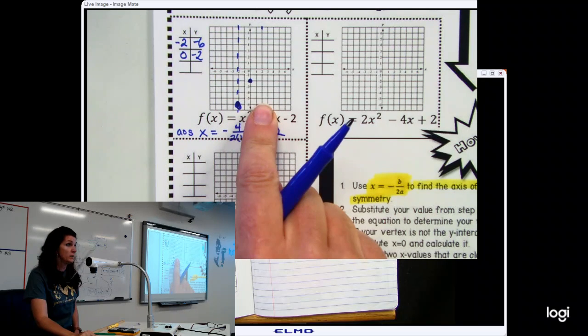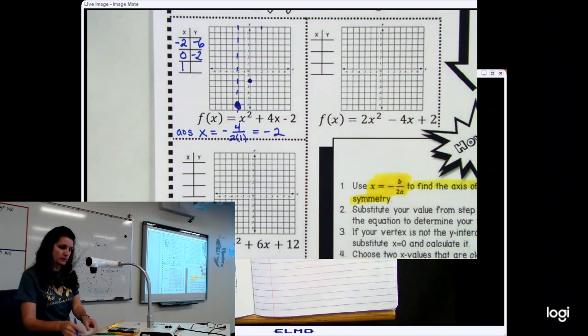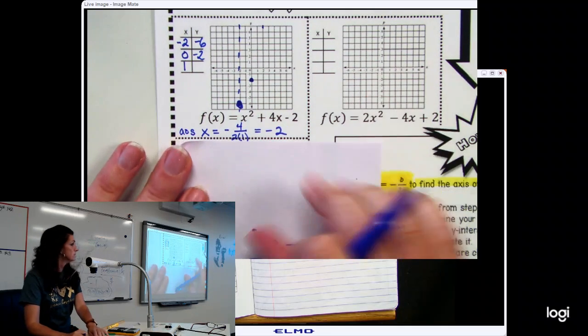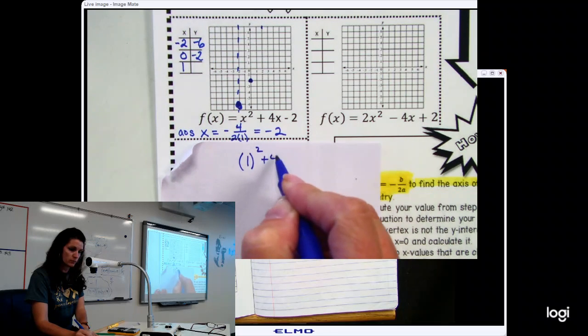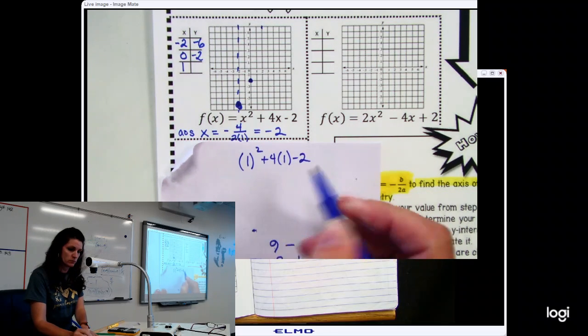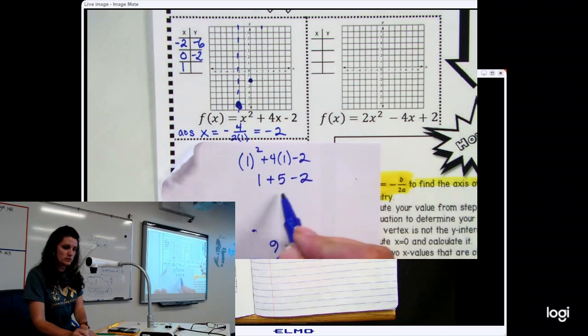You want to go with 1? I saw more ones, so let's plug in 1. Coming back to my scratch paper here. So I've got 1 squared plus 4 times 1 minus 2. 1 plus 5 minus 2. 6 minus 2 is 4.